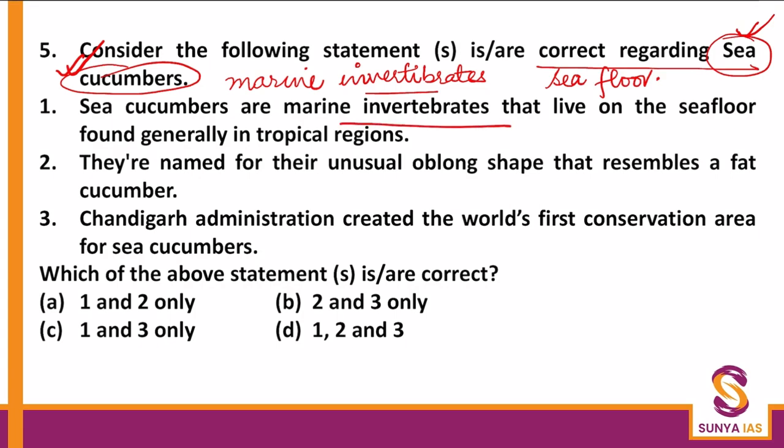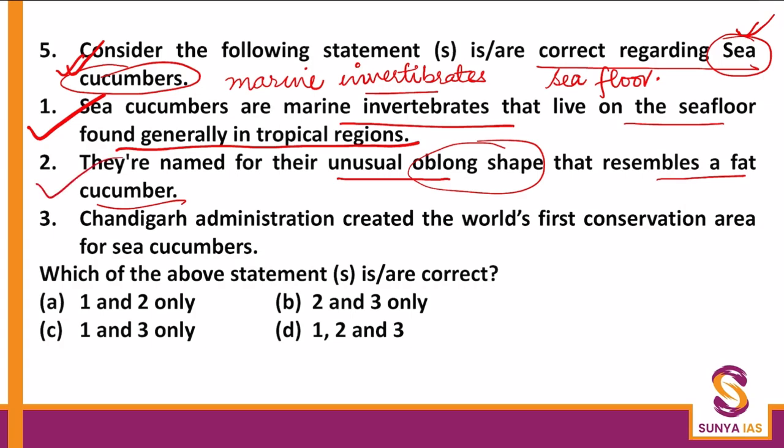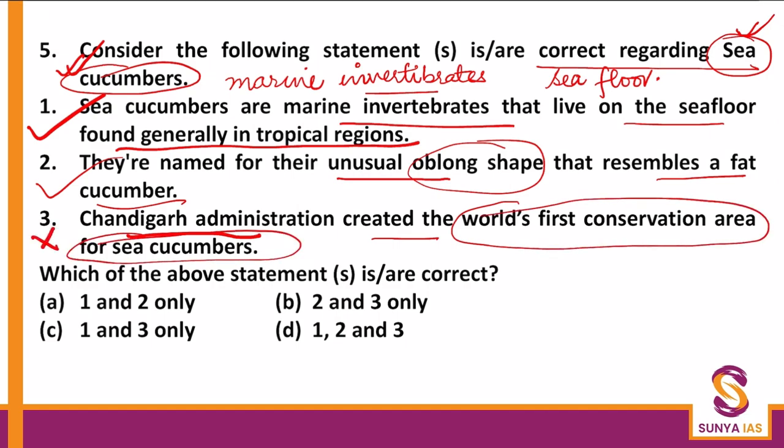Let's look at the statements. They are marine invertebrates that live on the sea floor, found generally in the tropical regions. Correct statement. They are named for their usual oblong shape that resembles a fat cucumber. True. The Chandigarh administration created the world's first conservation area for sea cucumbers. No, this was in the news because for sea cucumbers, illegal trade or illicit poaching has been banned, it is a criminal offense right now in India, and for its conservation, Lakshadweep, remember this, Lakshadweep, the first conservation area has been formed. So, statements 1 and 2 are correct, third is wrong.